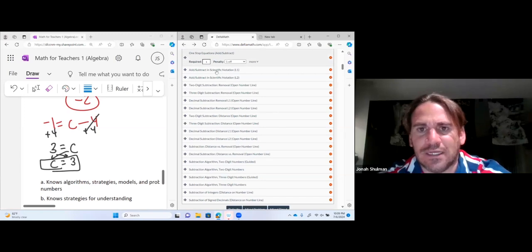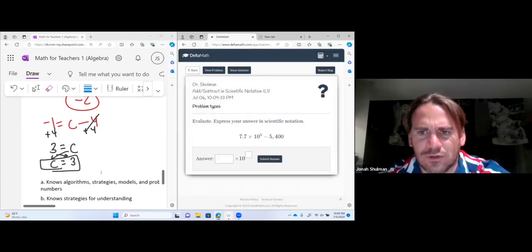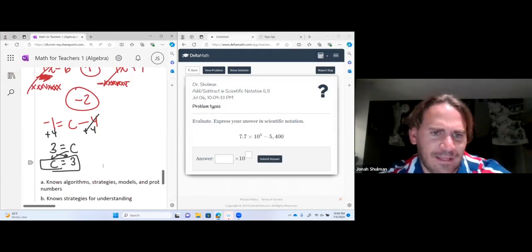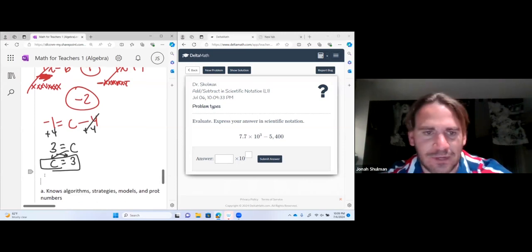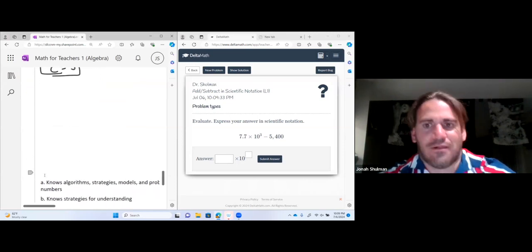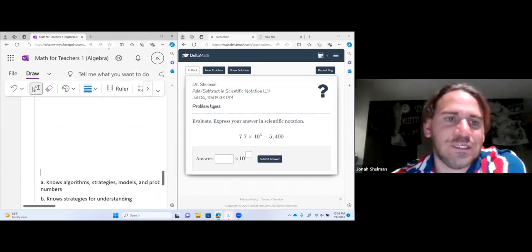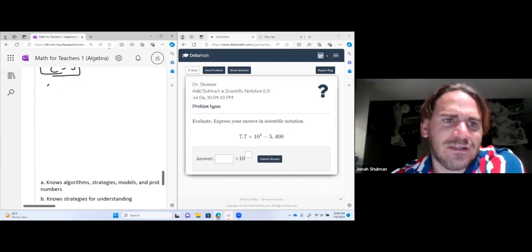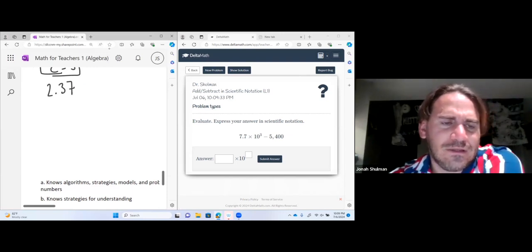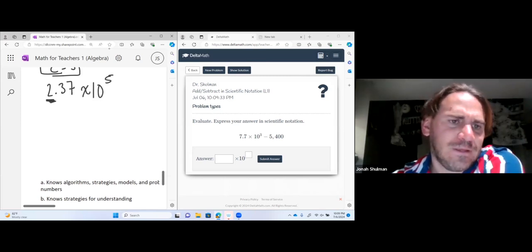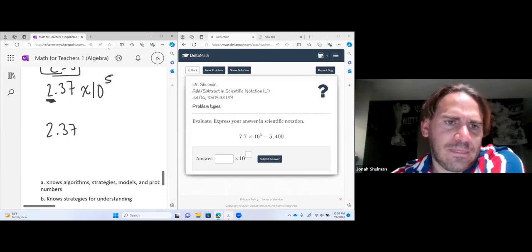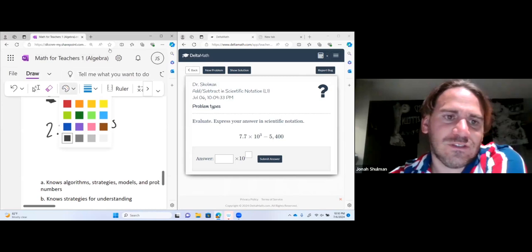All right, here's some scientific notation for us. So what does scientific notation really mean? That means we've got a number like 2.37, as long as there's one digit in the front. Now, if it's times 10 to the 5th, that's a big number. And we'll do 10 to the negative 5th. Basically, all you have to do is count.